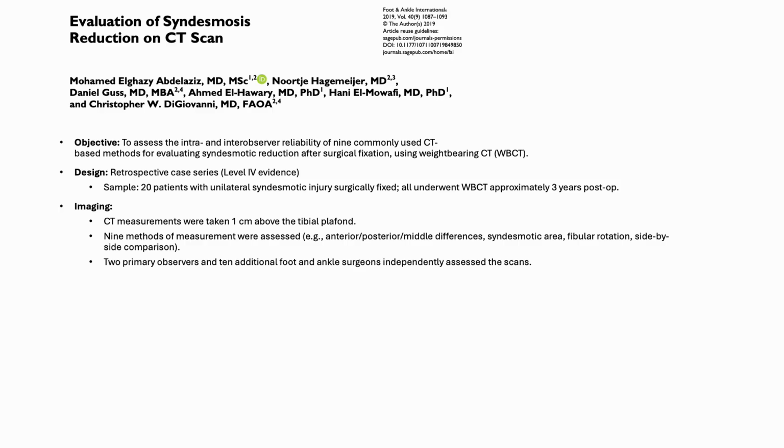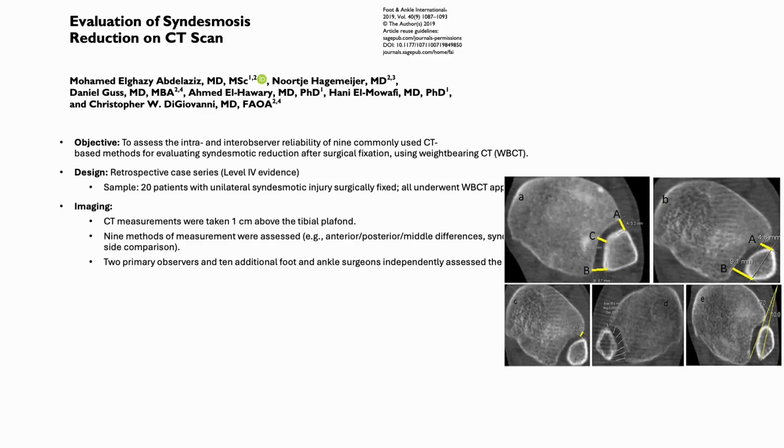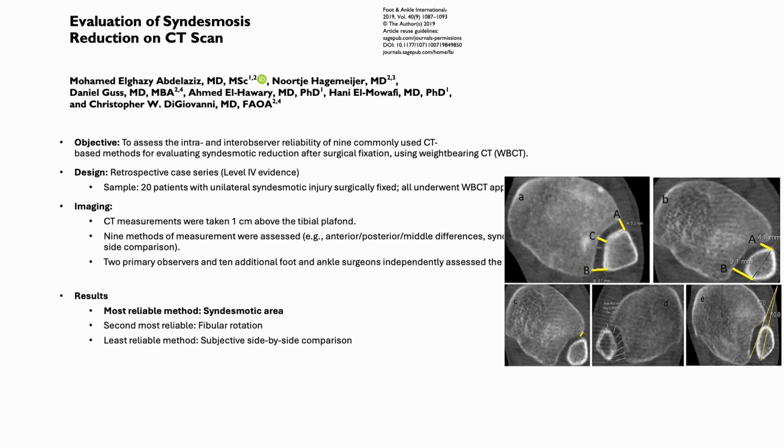They used 9 methods to measure it, and then they had different people evaluating the CT scans. This is kind of the studies that they were looking at. They looked at rotation, they looked at syndesmotic area, a bunch of different things to find out if it was correct or not. They found the most reliable result from this was the syndesmotic area, which is, again, why I use that. The second most reliable was the fibular rotation, which is why I do that.